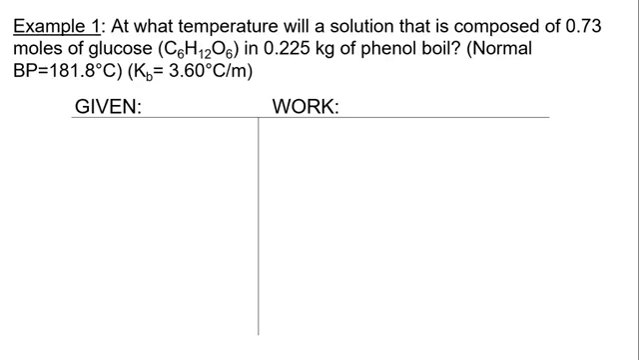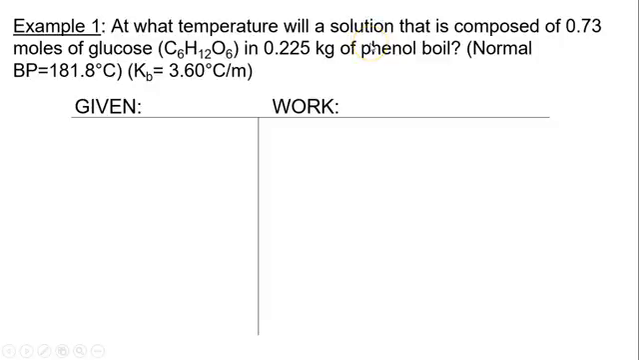Okay, so here's our first example. It says, at what temperature will a solution that is composed of 0.73 moles of glucose in 0.225 kilograms of phenol boil? And it gives you the normal boiling point of the solvent, that's phenol. So if I was looking at a table to figure out which one of these I'm going to use to find the KB, I would not look at the solute. I would not look at the glucose, even though glucose is probably not going to be on there. I would look for phenol.